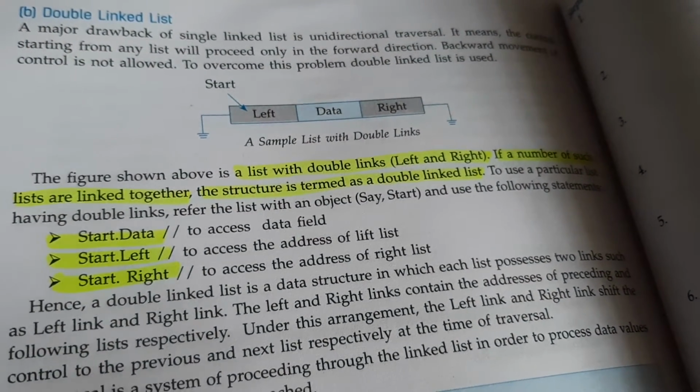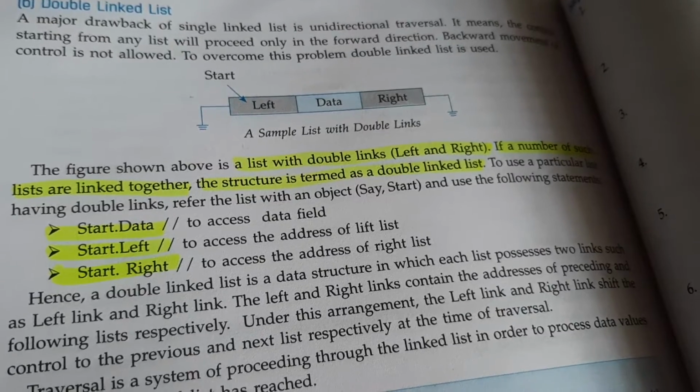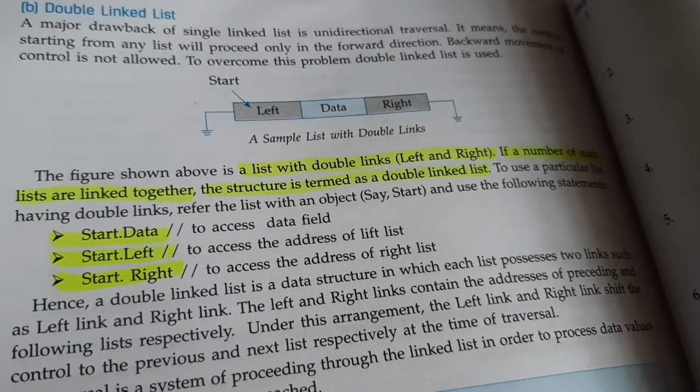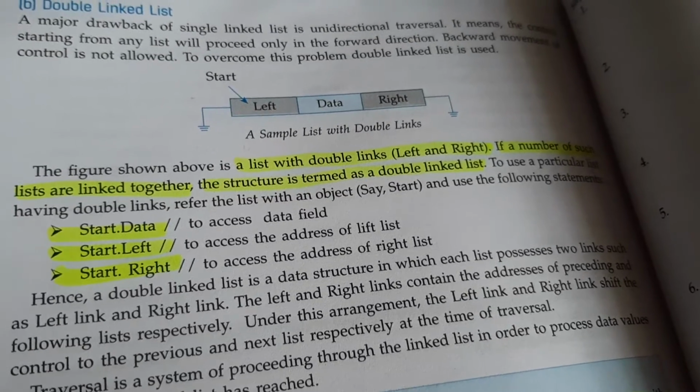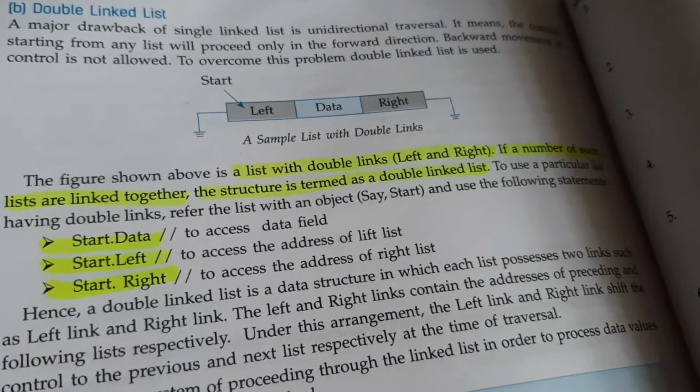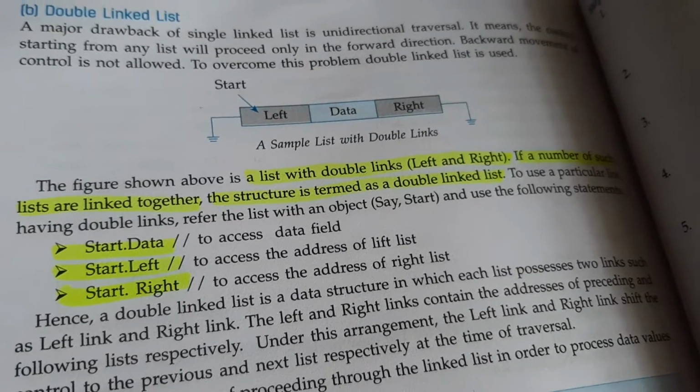In order to connect this list, in order to link it, we need to have a start. We use the term start so that it can start the data from the left and the right. Now why did we get this double linked list?